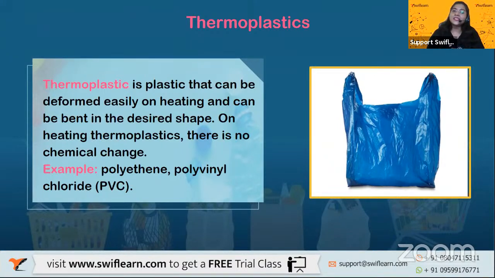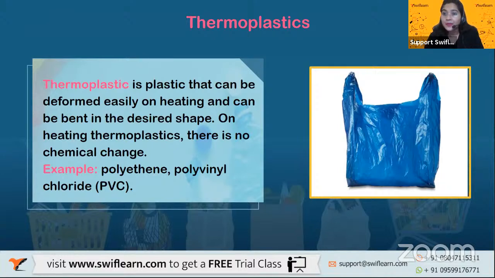Thermoplastic is the plastic that can be deformed very easily on heating and can be bent into any desired shape. Whatever shape you want, you can bend it into any desired shape. On heating thermoplastics, there is no chemical change at all. You can make various types of things from this thermoplastic.